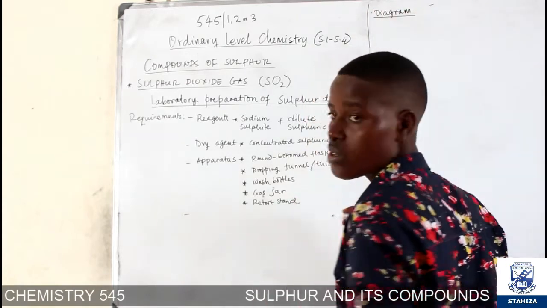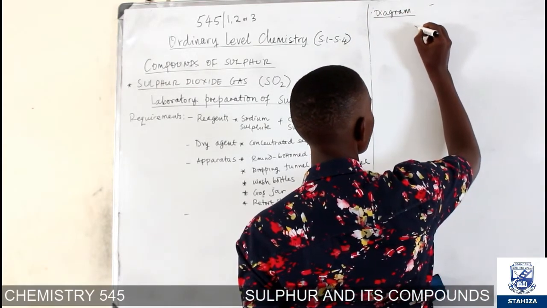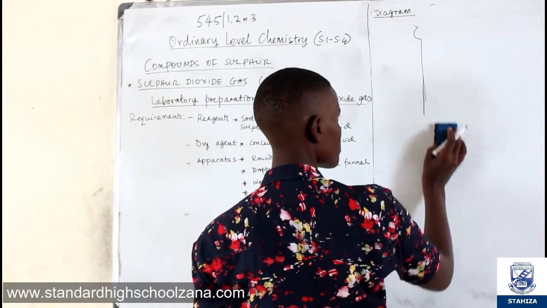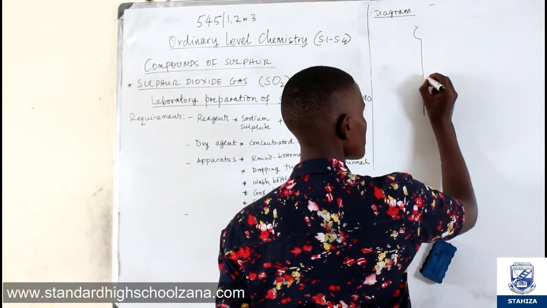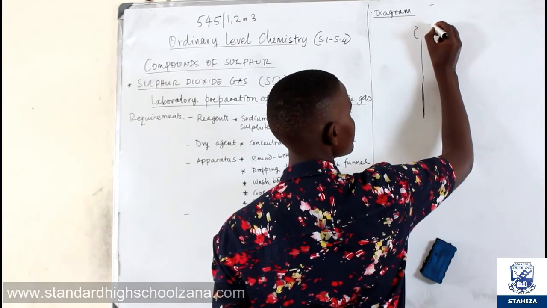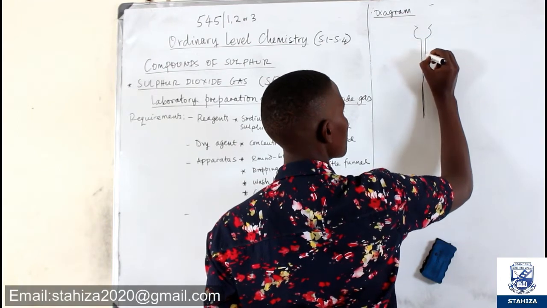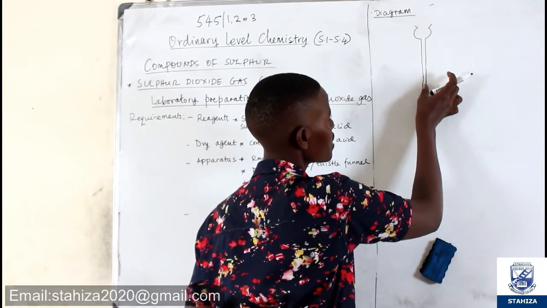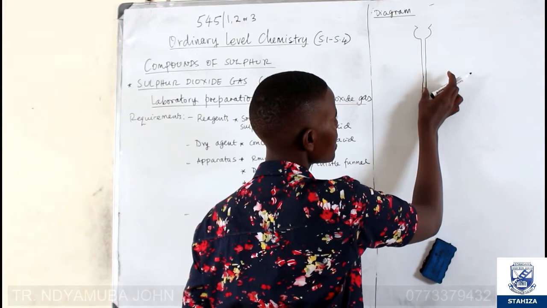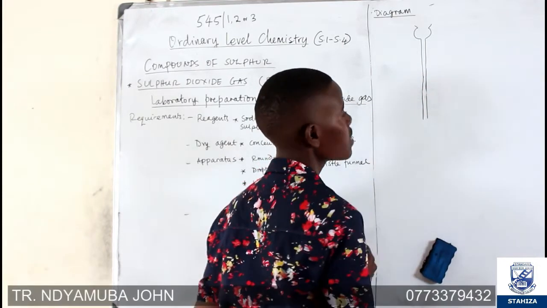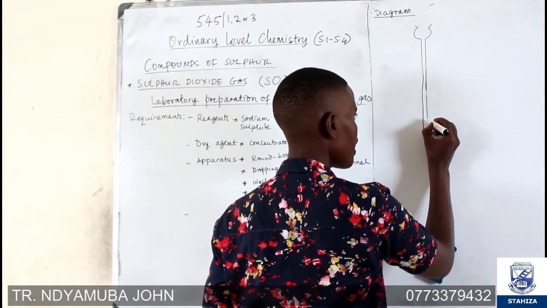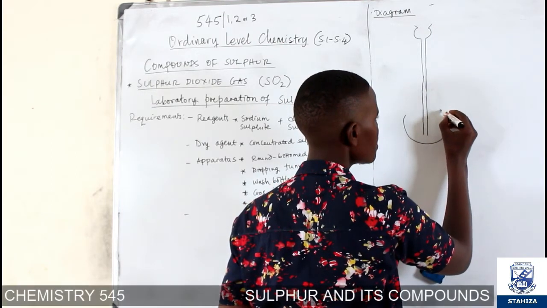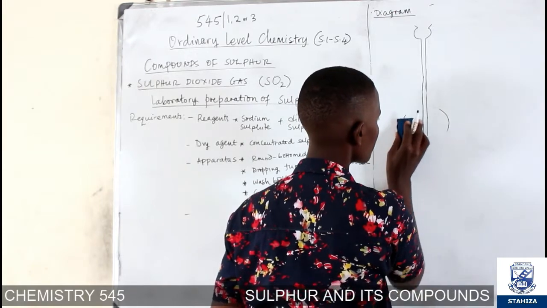Diagram. So we have our thistle funnel. For chemistry illustrations, you don't need to use a ruler. Use freehand and a pencil. But in examinations, if you trust your hand and you are very neat, you can use a pen. But a pencil is better for illustrations, because once you make a mistake, you can easily erase. So that is our thistle funnel, goes through up to the base of a round bottomed flask. Make it a bit bigger.